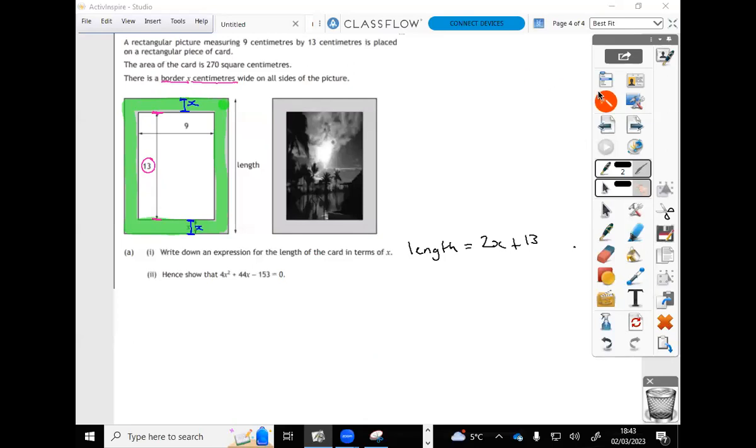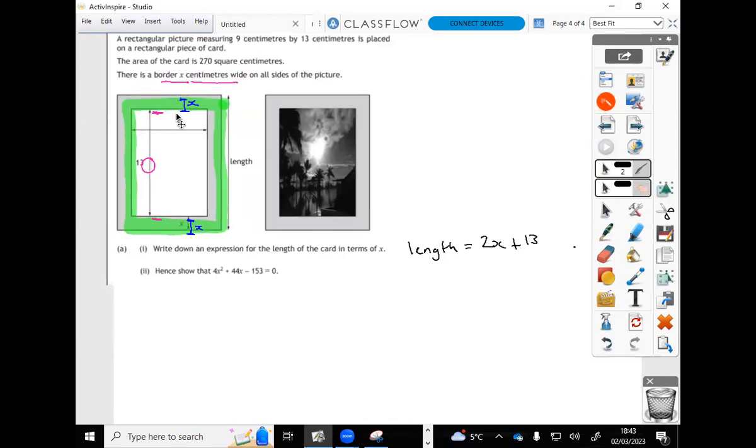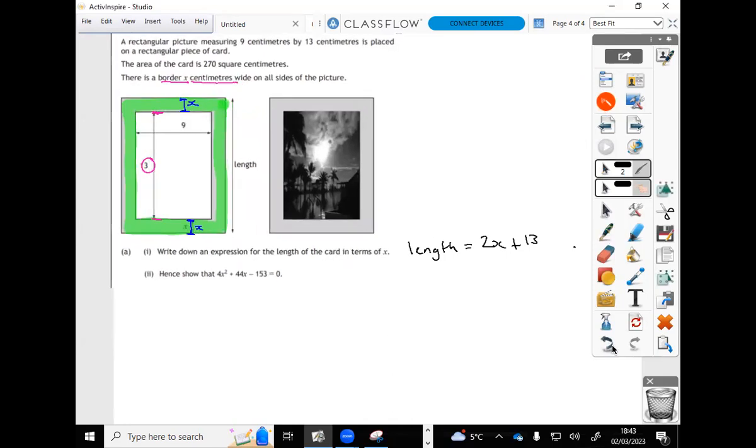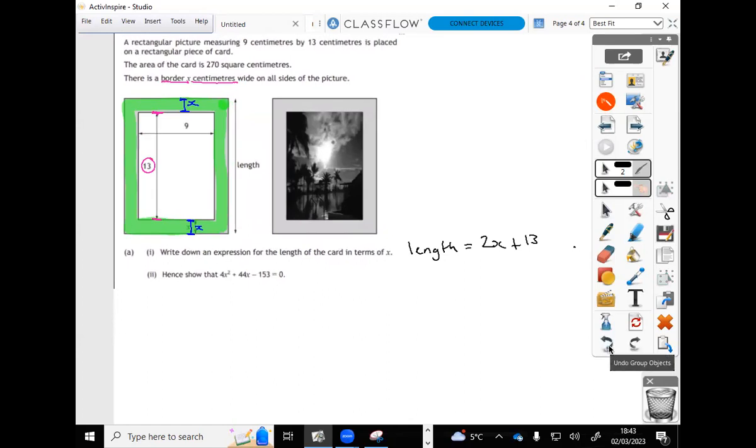Okay, so 2x plus 13. That x plus that x plus 13. Okay, so x plus x is 2x. That will be worth 1 mark.